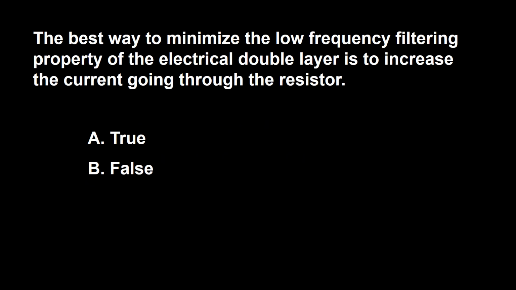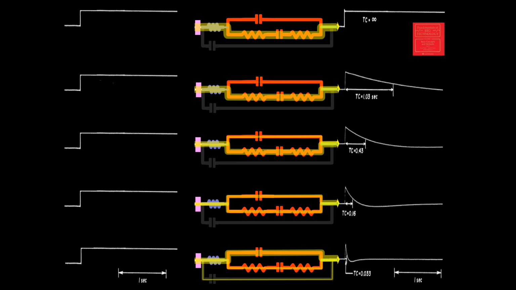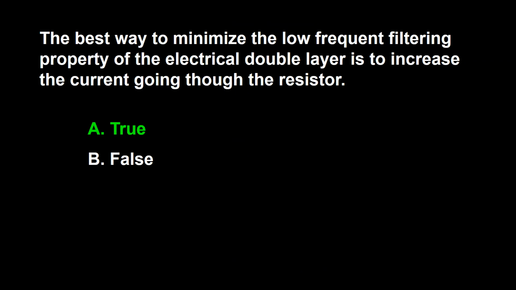The next question is, the best way to minimize the low frequency filtering property of the electrical double layer is to increase the current going through the resistor. A true, B false. Take a moment again to see this frame. Follow the drawings from the top to the bottom, and as you can see, the more current travels through the capacitor, the shorter is the time constant. Seen from the other point of view, the better the conduction through the resistor, the longer the time constant. So the answer to this question is A.